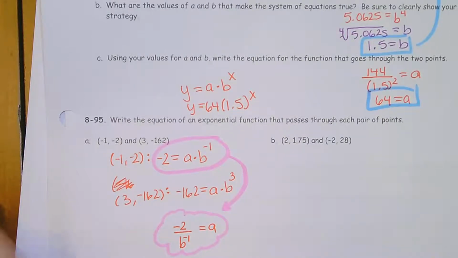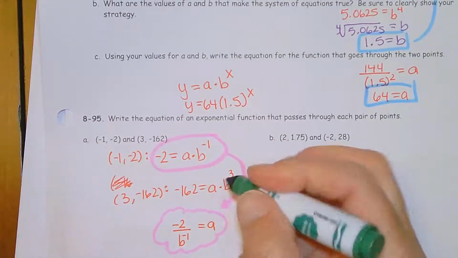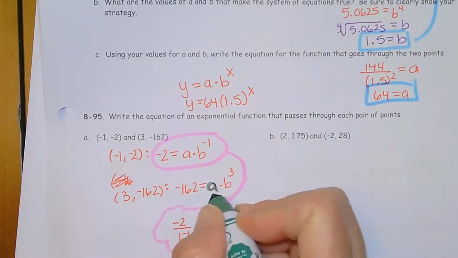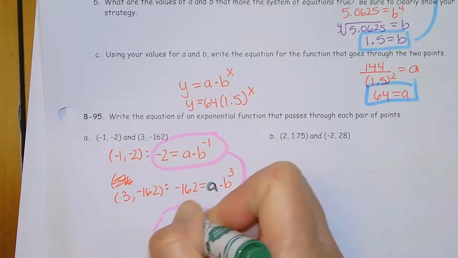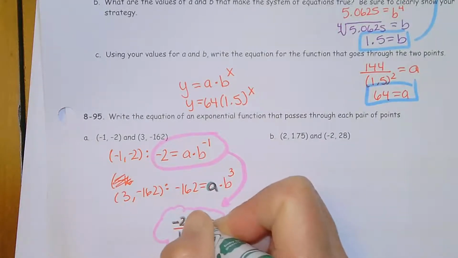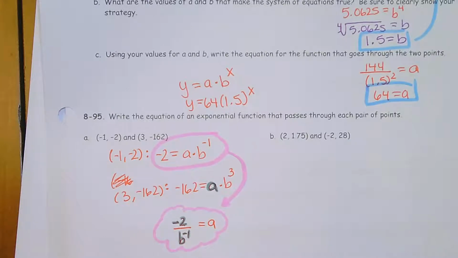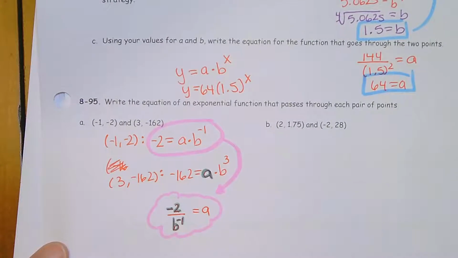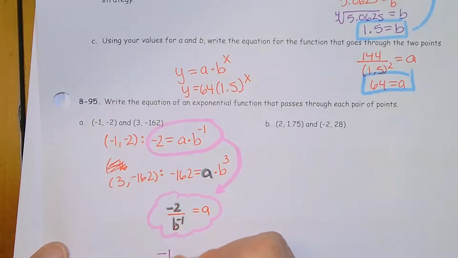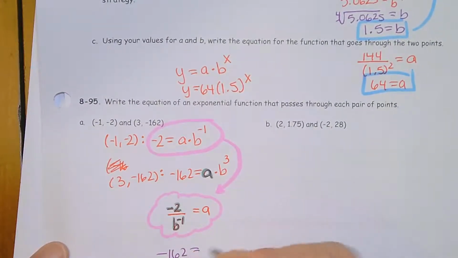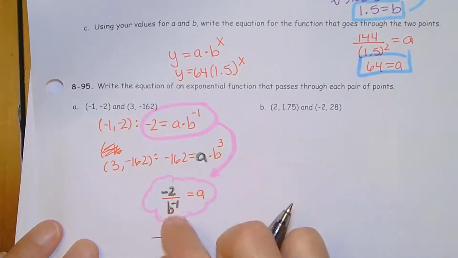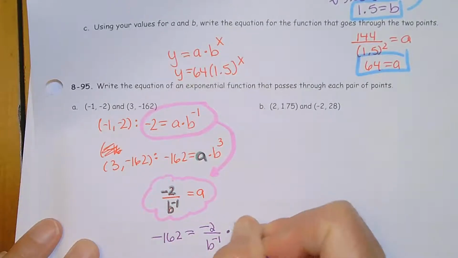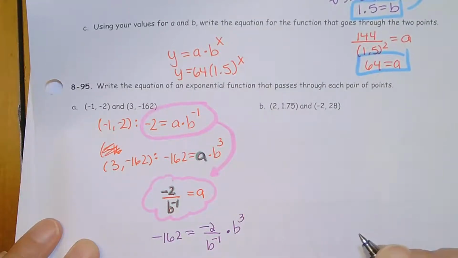So now I'm going to take that A, and I'm going to substitute it into this equation. So into this equation for A, I'm going to put -2 over B to the -1st. That's what I'm going to put in. So I'm going to now take my -162 is equal to, and my A is this, -2 over B to the -1 times B to the third.